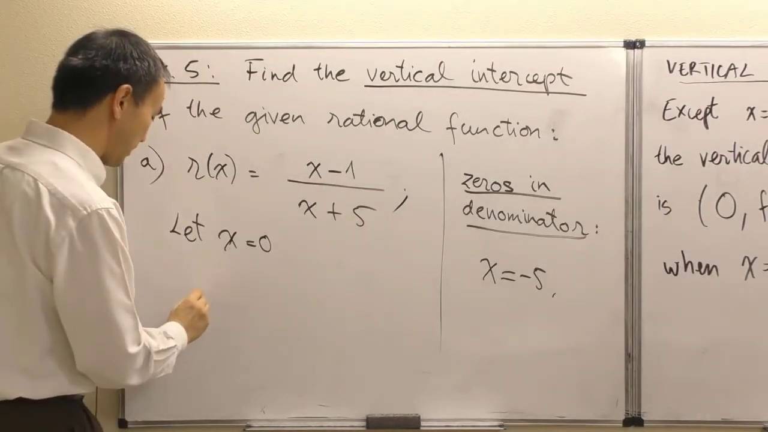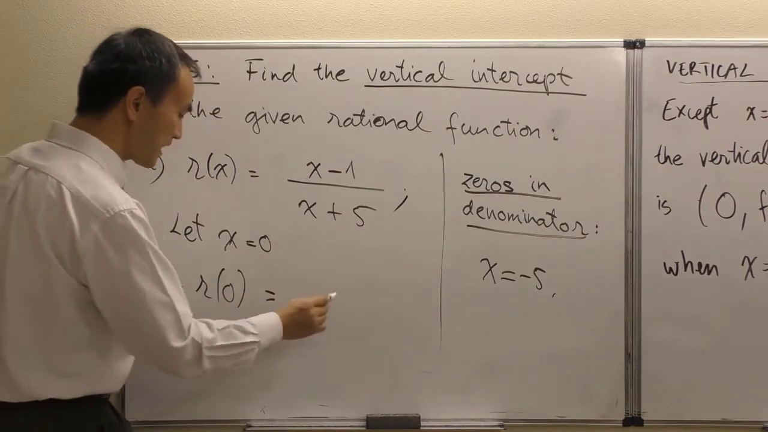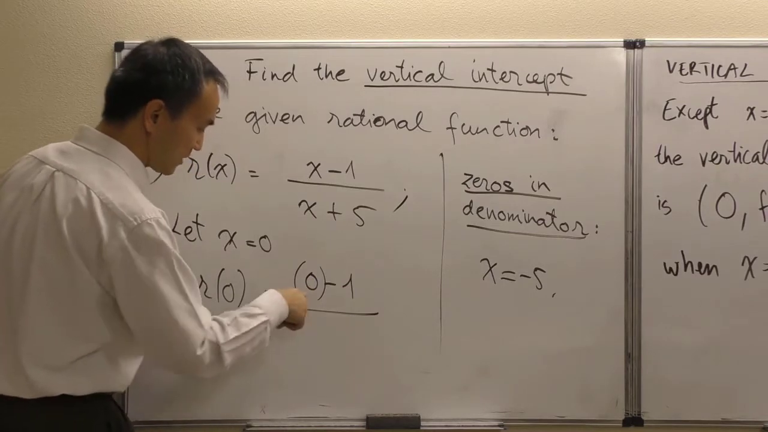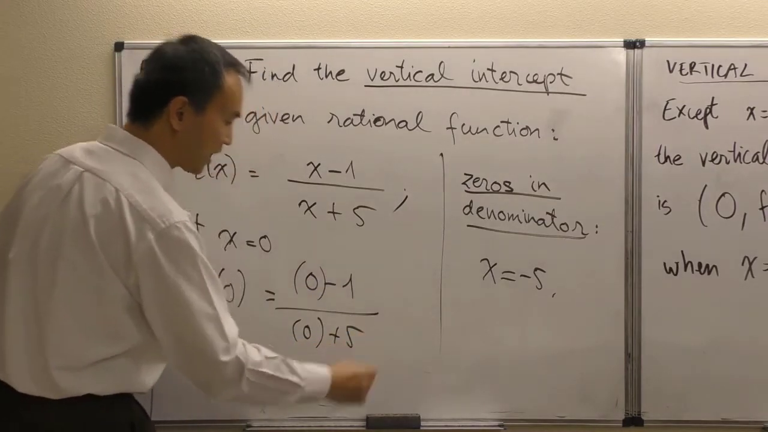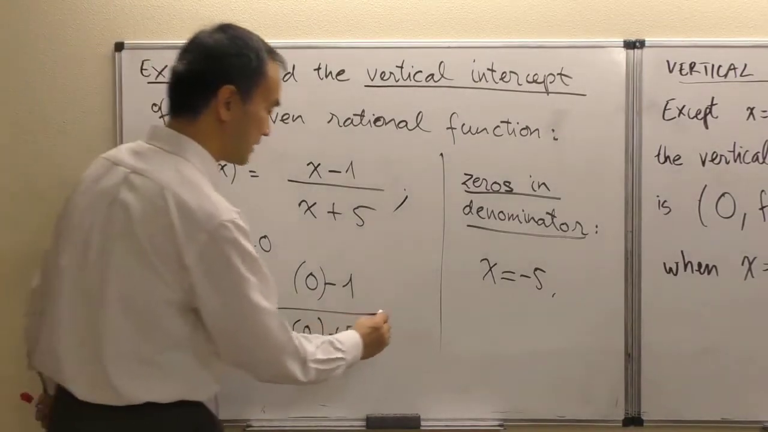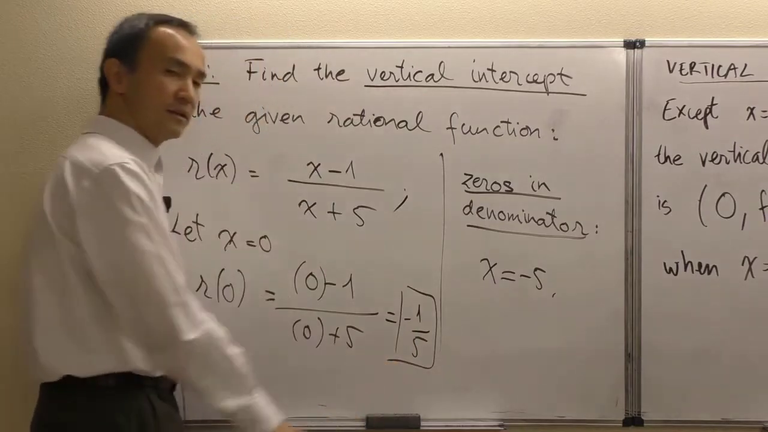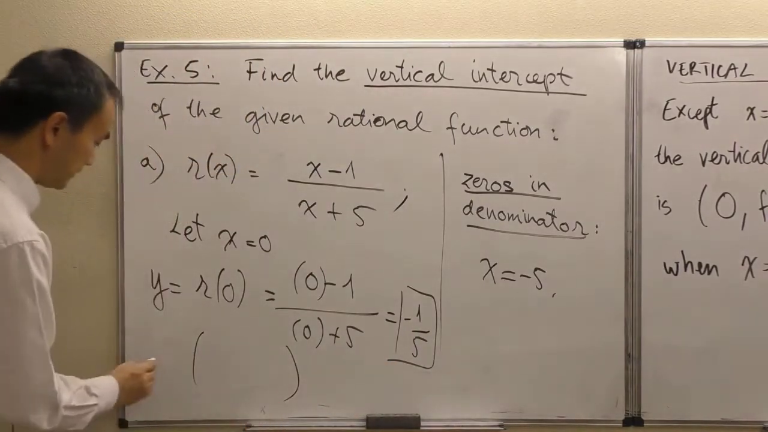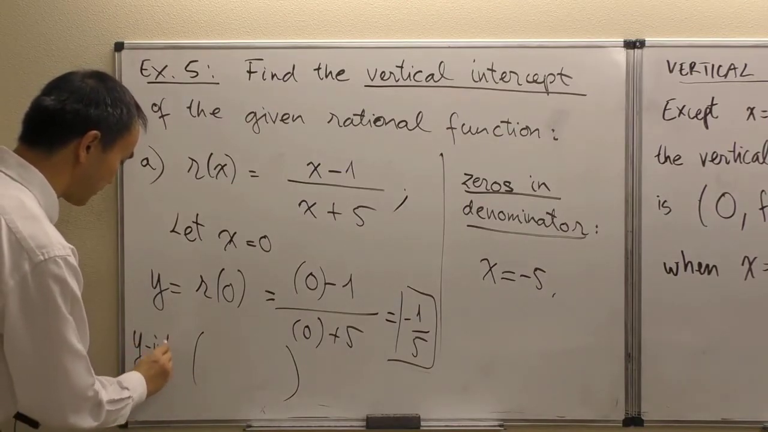So the y value will come out as r of 0. That now gives me 0 as the input minus 1, divided by 0 as the input plus 5 in the denominator. And now we're looking at -1/5.